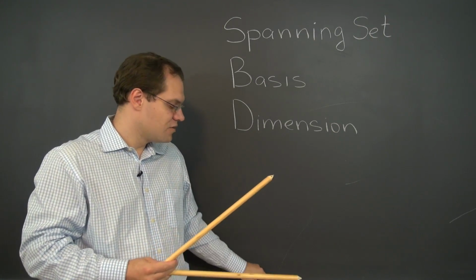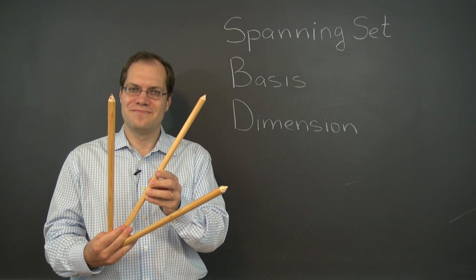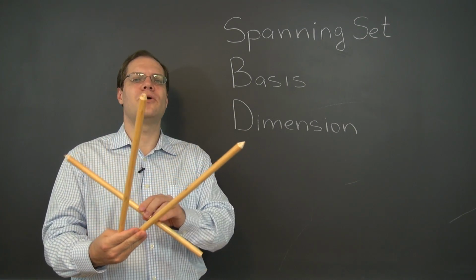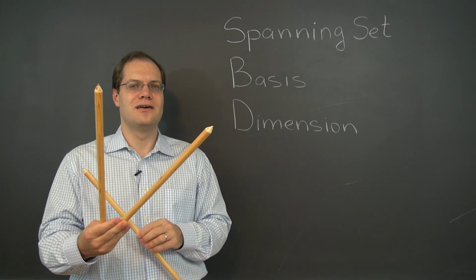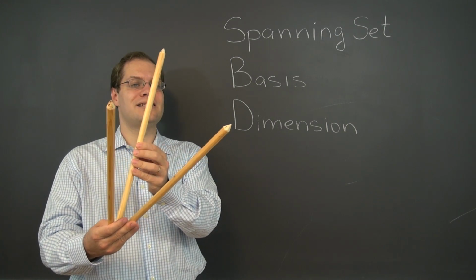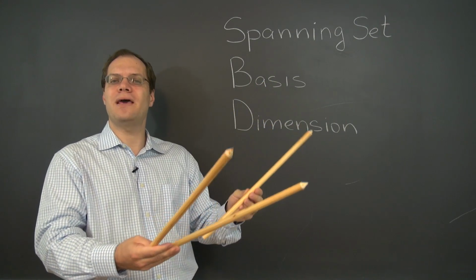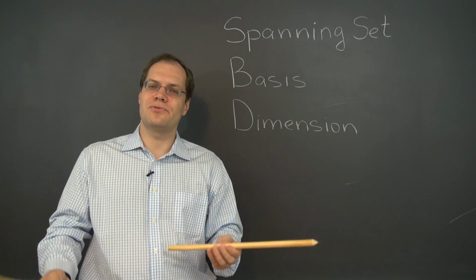In the 3-dimensional space, that number is 3. 2 is not enough, because with 2 vectors, you can only express other vectors in the same plane. But with 3 vectors, as long as they're linearly independent, that means they don't lie in the same plane, you can express all other vectors in the space. So in the 3-dimensional space, that number is 3.